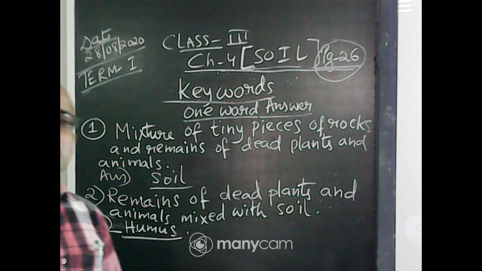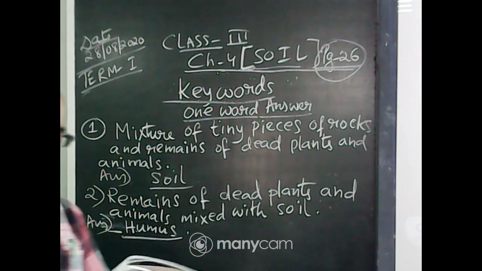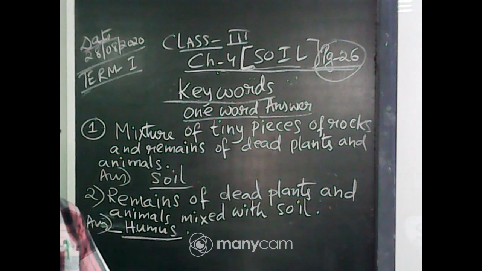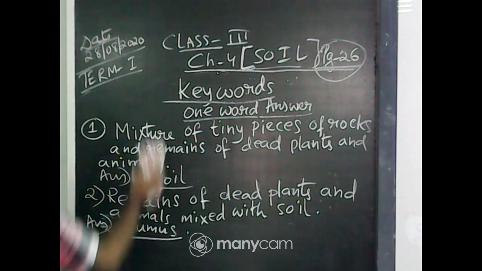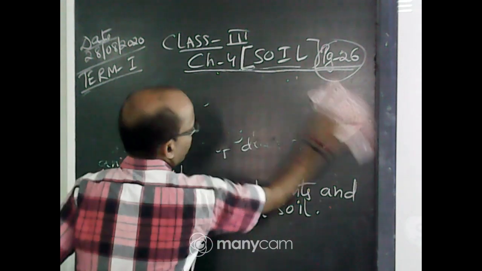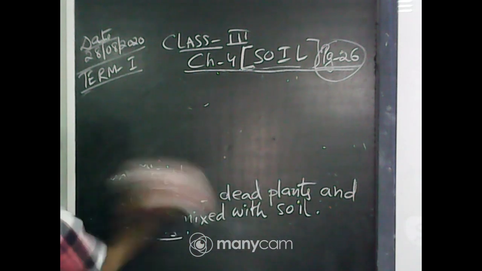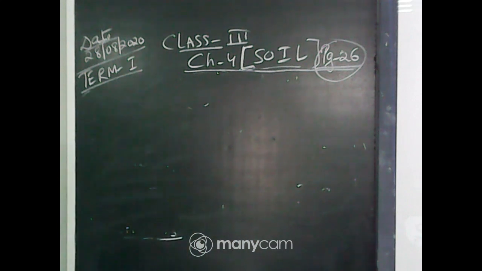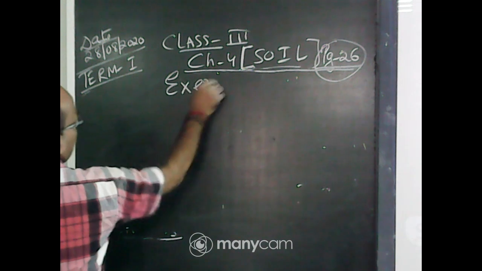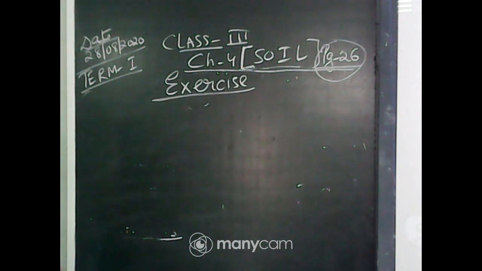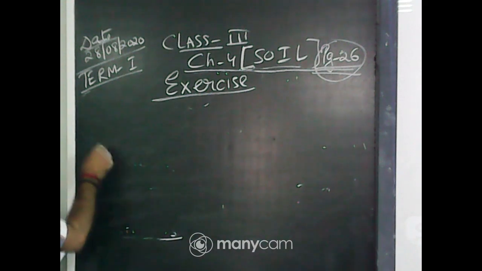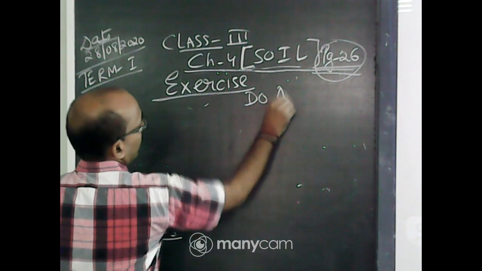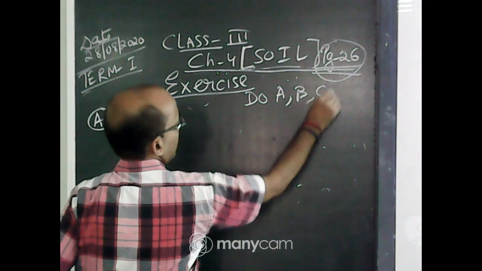So, all the students are requested, you will do the exercise A, B and C in the book with the pencil, okay? And all of you must open your book and solve it. I will also solve on the board, you will check your answer, okay? So, we will continue with the exercise of the chapter. So, exercise from chapter number 4 soil. It is on page number 26, I have already written here. So, you will do A, B, C in the book.